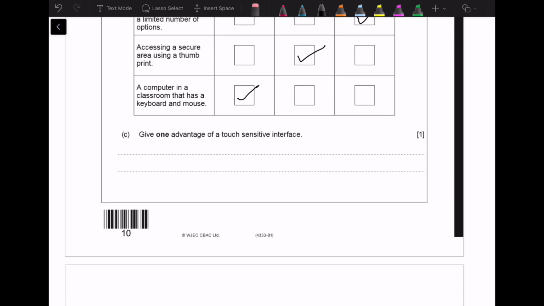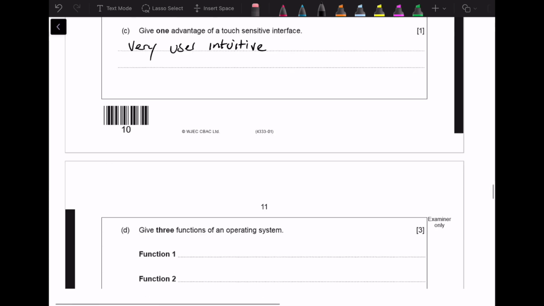Give one advantage of a touch-sensitive interface. Well, what we say is they're easy to use or they're user intuitive. I'm going to say it's very user intuitive. Right, and that means obviously it's easy to use. The user wouldn't need training on how to use it.